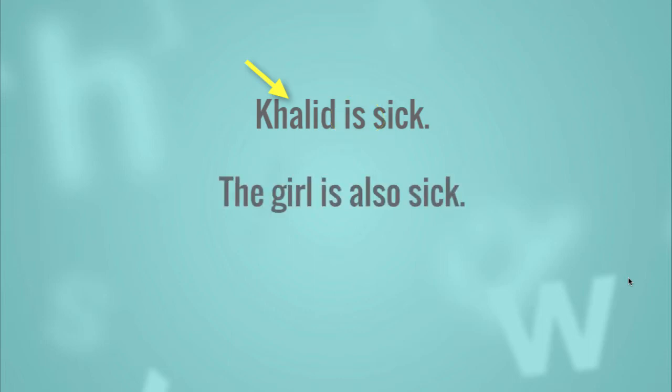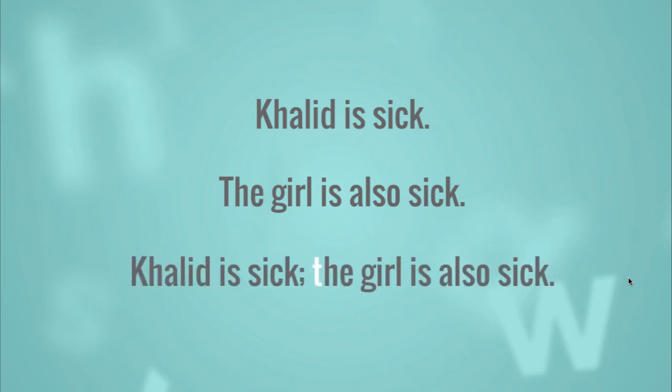Our second changes just a little bit. The girl is also sick. In this simple sentence, it can stand by itself. There's a verb, is, and the girl is a regular noun acting as the subject. So when we combine the two simple sentences using a semicolon, it looks like this. And notice, although we put the semicolon between the two simple sentences, we make sure that the T in the is not capitalized because it's a regular noun, not a proper noun.